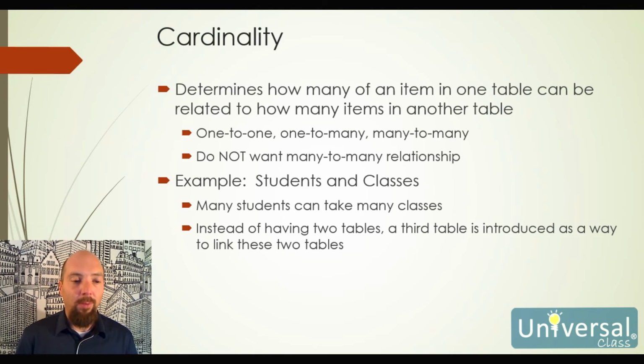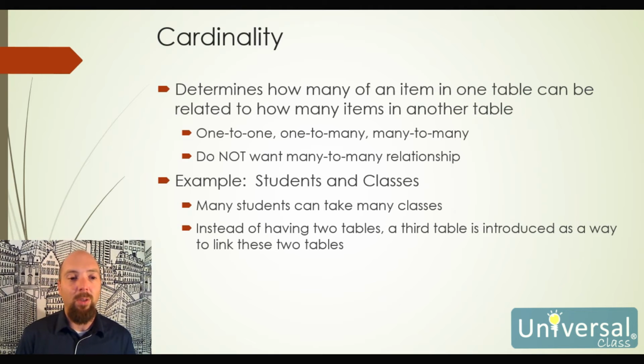All right, so we have three options. We have a one-to-one relationship, we have a one-to-many relationship, and we have a many-to-many relationship. We do not ever want to use the many-to-many relationship if we can help it. We'll get into what that means, but an example of it is going to be students and classes. I could say many students can take many classes. And if I can say that many students can take many classes, I have a many-to-many relationship, which means that I don't want that. I need to break that up somehow.